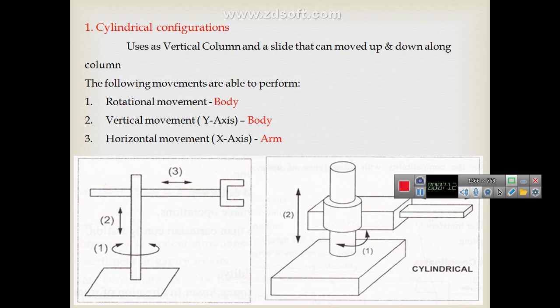Then the cylindrical configuration uses a vertical column, and the robot also moves up and down the column. The following movements can be performed by the robot: the rotational movement, which is carried by the body, then the vertical movement, also carried by the body of the robot, then the horizontal movement, which is carried by the arm of the robot. Okay, so for vertical movement we use the y axis, and the horizontal movement is carried by the x axis.